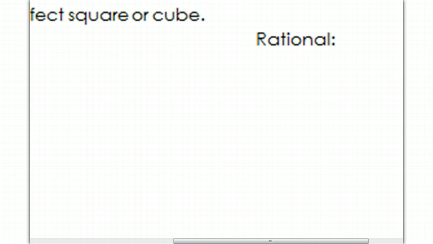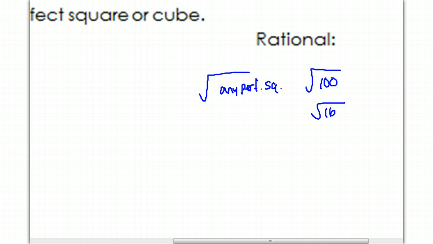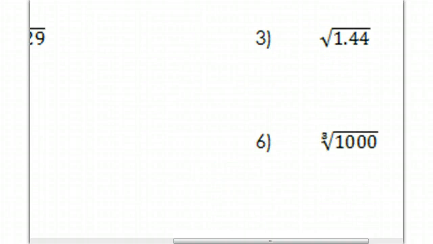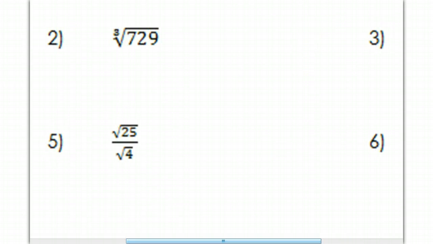For rationals, those are a little easier. Just give me the square root of any perfect square. So for example, square root of 100, square root of 16, square root of 49. And it's kind of similar with cube roots, just give me any perfect cube root. So cube root of 8, cube root of 1,000, anything that you have memorized at that point.